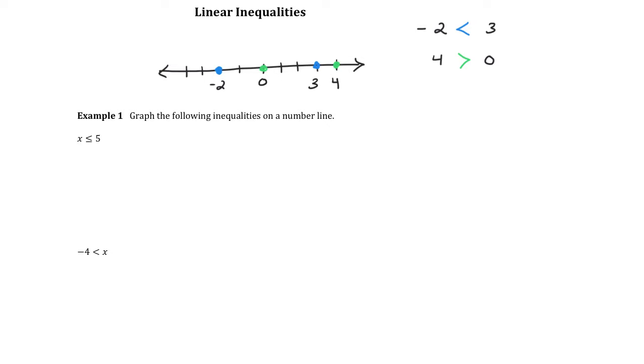In example 1, I want to just graph what these two statements mean on a number line, starting with x less than or equal to 5. Okay, I'll draw a number line and mark a few values on here. So we'll start at, let's say, 0, 1, 2, 3, 4, 5. And then go maybe -1, -2, -3, -4, -5.